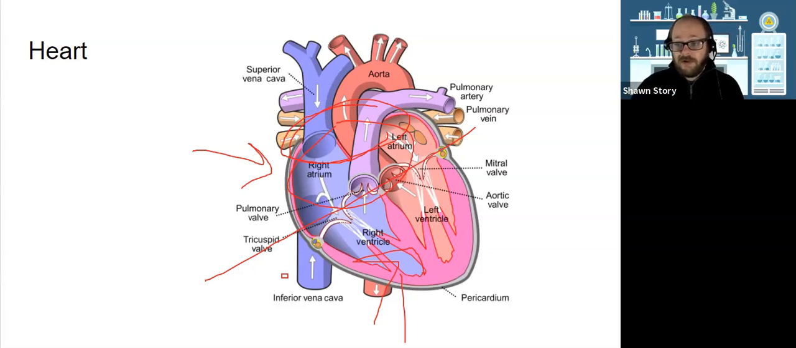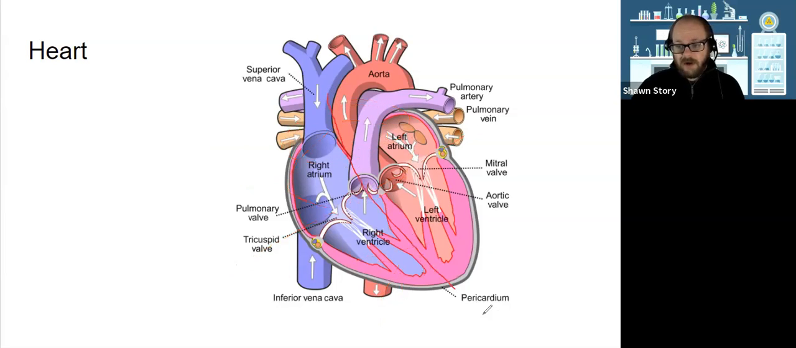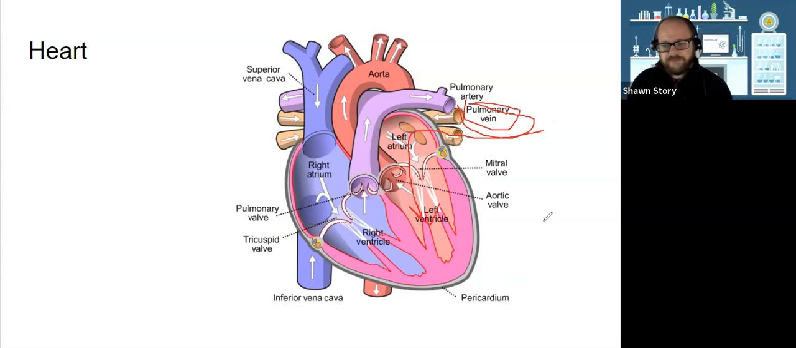We can also look at it from left and right. That was our one question: what is the difference between the left side of our heart and the right side of our heart? We can see where blood is coming from and where it's going. Here I see the pulmonary vein, where it's going into our heart. Pulmonary vein, where's that coming from? What does pulmonary tell us?